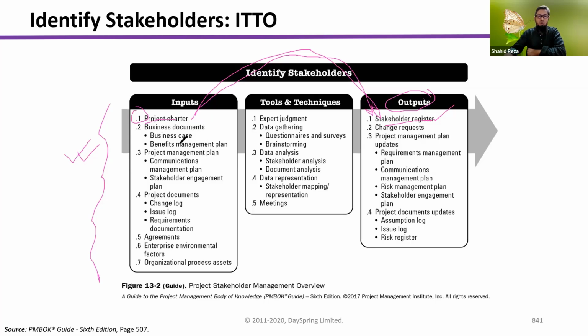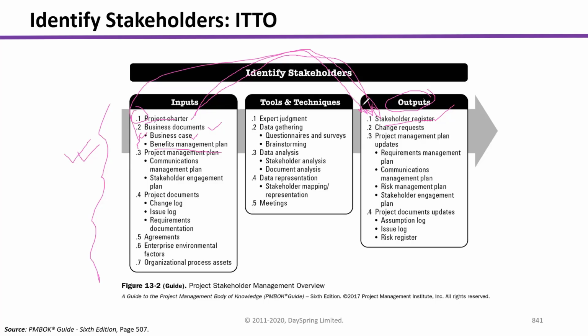Then another two documents we are taking, under business documents: the business case and the benefit management plan. In the benefit management plan, we get who will realize the benefit, the operation team or the customer or the user. Who is the customer, who are the users, and who will realize the benefit is mentioned in these documents. So we will pick that up from there for our stakeholder register.